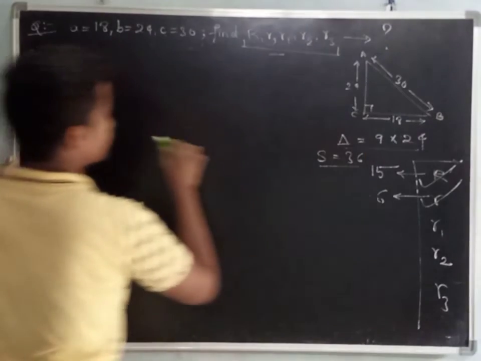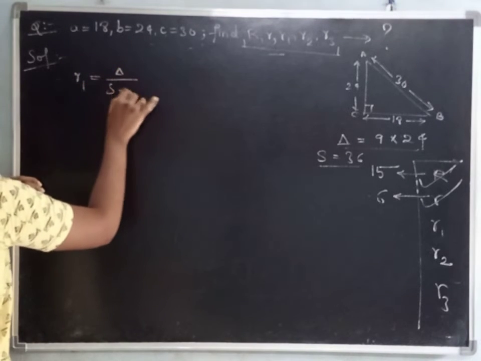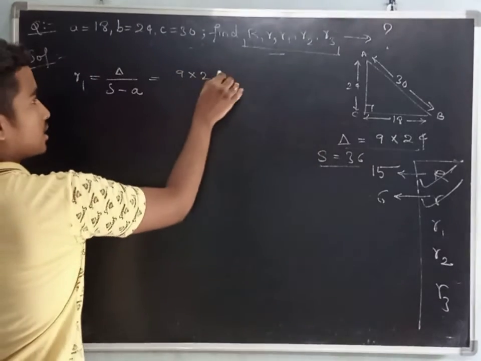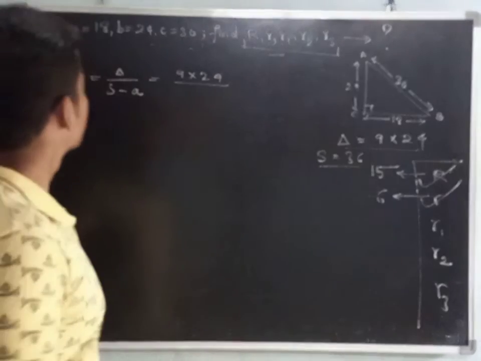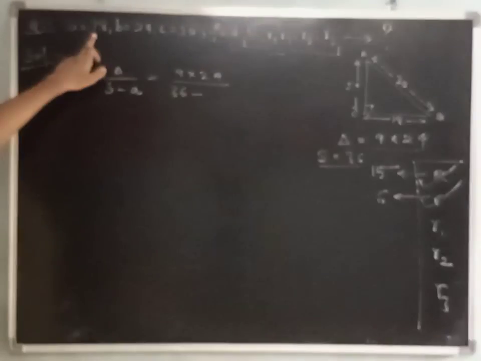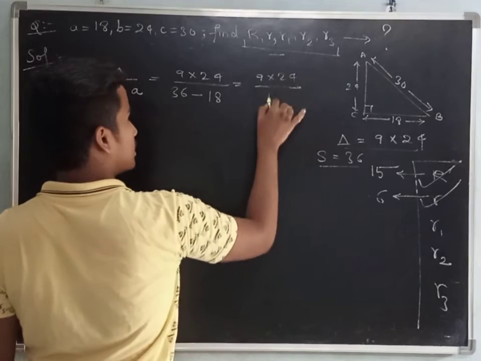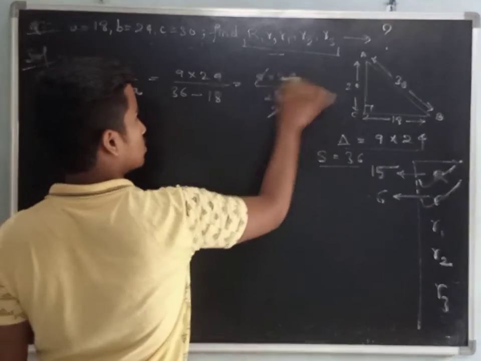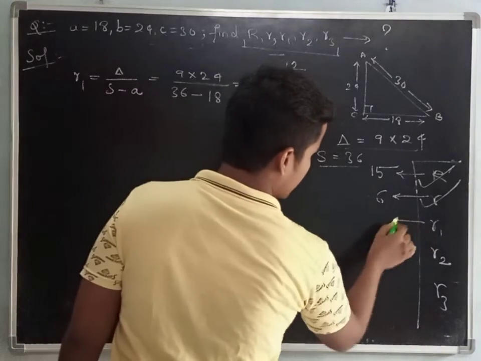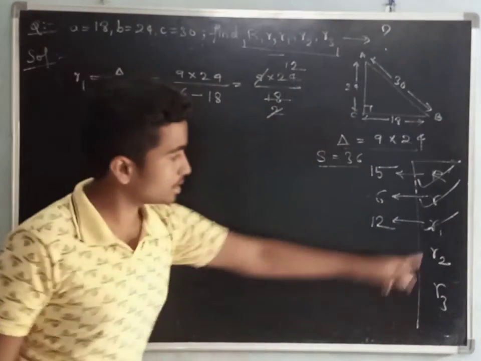Let's find R1. R1 is nothing but delta by S minus A. Delta is nothing but 9 into 24. 9 into 24 by S. S is nothing but 36. 36 minus A. A is nothing but 18. Right? 18 is equal to 9 into 24 by 18. 2 on the 2 to the 2, 12. So R1 is going to be 12. This is how we can find the radius R1.